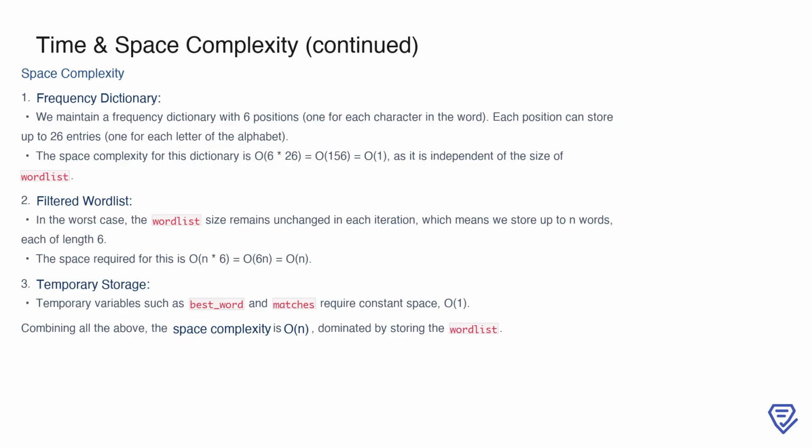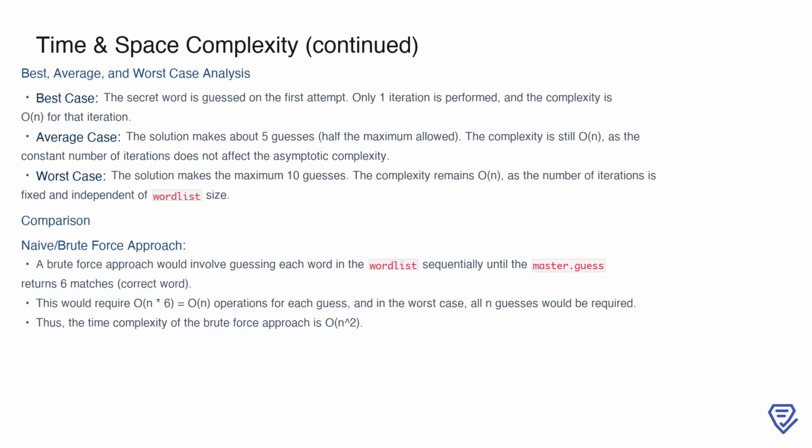Next, we have the filtered word list. In the worst-case scenario, the word list remains unchanged after filtering, meaning we store all n words, each of length 6. This requires O(n * 6), simplifying to O(n). Finally, temporary variables such as the best word to guess and the number of matches require only constant space, O(1). Combining these, the space complexity is dominated by the storage of the word list, leading to an overall space complexity of O(n). Analyzing the best, average, and worst cases provides additional insight into the solution's efficiency.